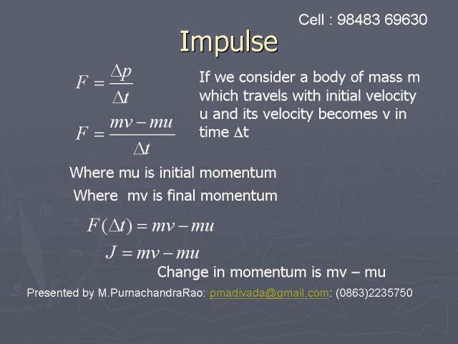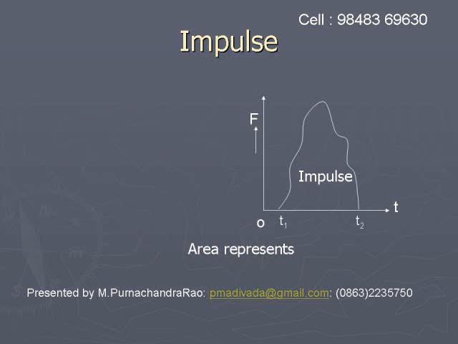To understand this impulse, we take a graph. We plot a graph between force and time. Force will be plotted on the y-axis and time on the x-axis. Then we show the varying force by a curve as shown in the figure. The area between the graph and the x-axis between the time intervals t1 and t2 represents the impulse J.